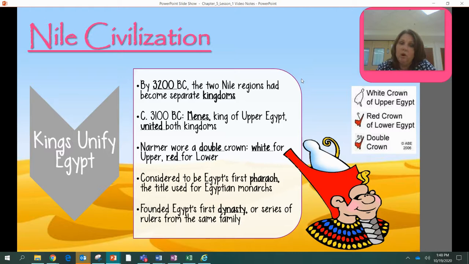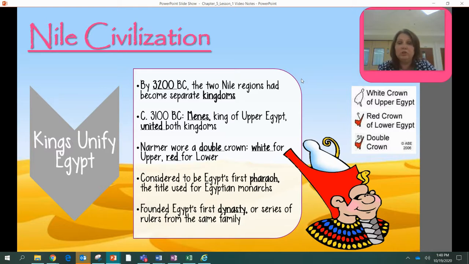So Narmer and Menes are the same person. Menes is his Egyptian name, and we didn't know his Egyptian name, but we learned about him through Greek writings and things that we found in Greece. And Narmer is what the Greeks called the first king of Egypt, who united the whole region together. He wore a double crown.